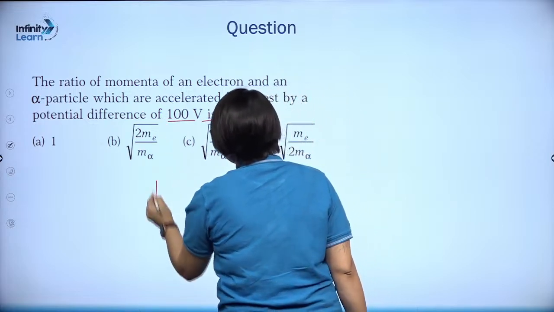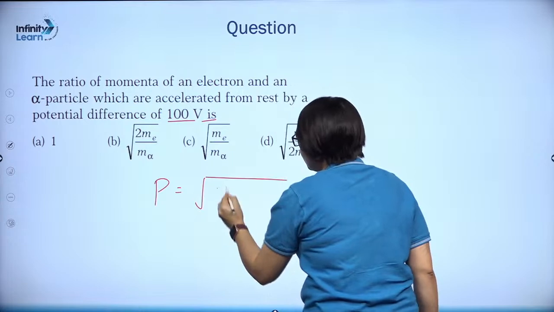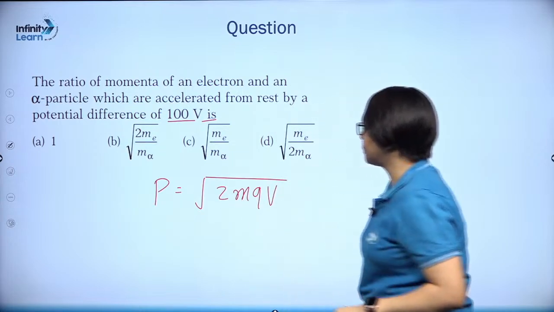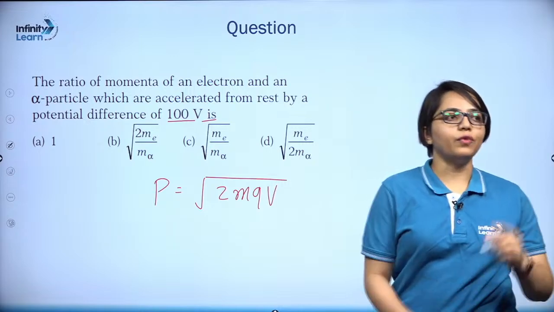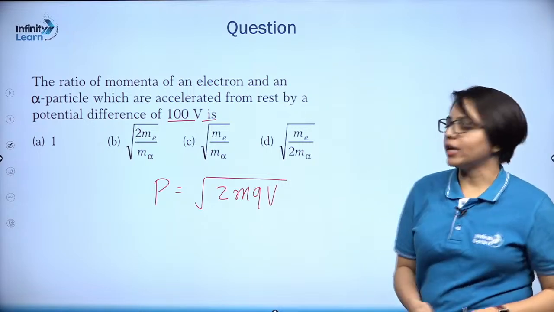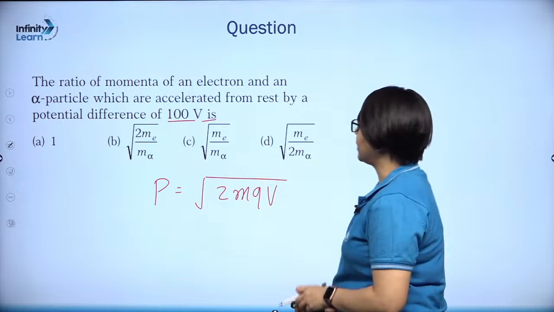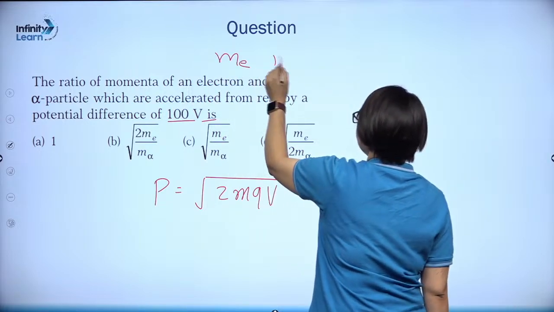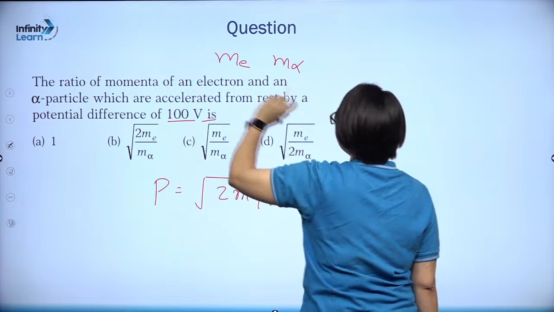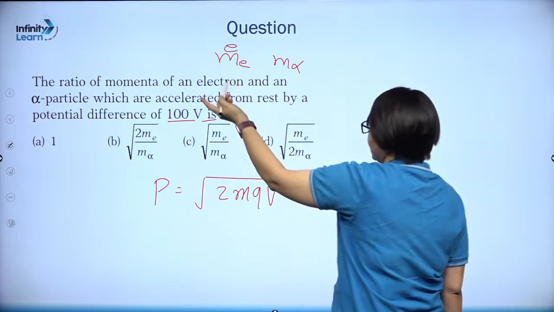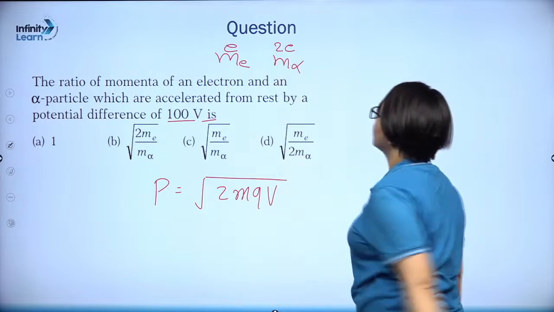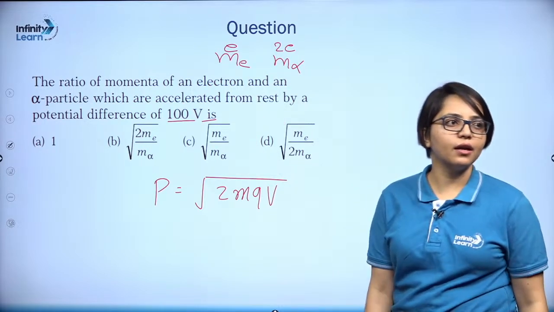So we have momentum is equal to under root 2mqV. m is the mass of the charged particle, q is the charge and V is the potential difference. Try this one, everyone. We have an electron. The mass of the electron can be taken as m_e, the mass of the alpha particle is m_alpha. If the charge on the electron is negative e, then the charge on the alpha particle is 2 times the charge on a proton, so it will be plus 2e, right?